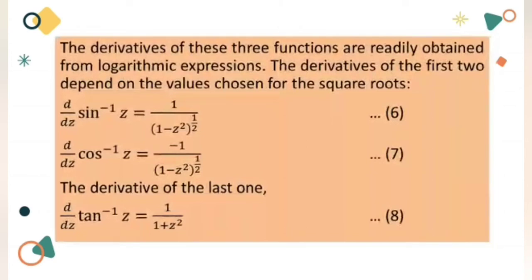The derivatives of these three functions are readily obtained from the logarithmic expression. The derivatives of the first two depend on the value chosen for the square root. The derivative of inverse sine z equals 1 over (1 minus z squared) to the power of a half, named expression 6, and the derivative of inverse cosine z equals negative 1 over (1 minus z squared) to the power of a half, named expression 7, and the derivative of the last one, inverse tangent z, equals 1 over 1 plus z squared.